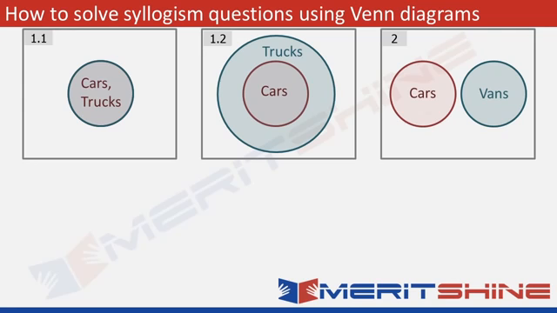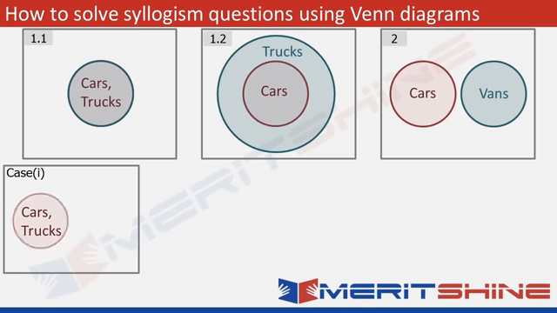Now as we know, 1.1 and 1.2 are the two possibilities from statement 1 and 2 is the only possibility from statement 2. But to arrive at the solution, we need to club these two. So let's first combine 1.1 and 2. We'll call it case 1.